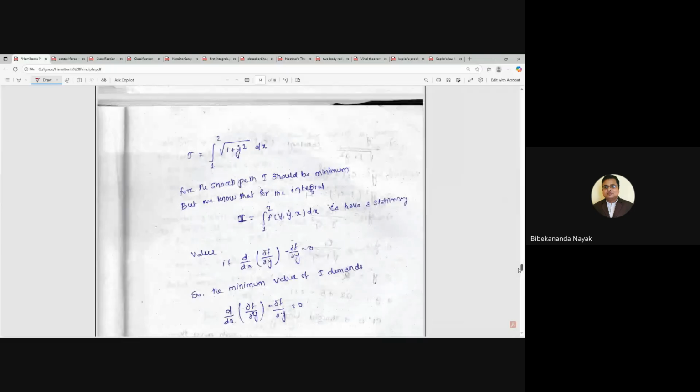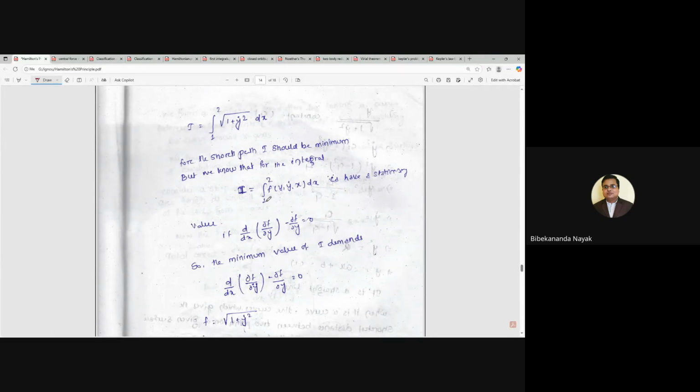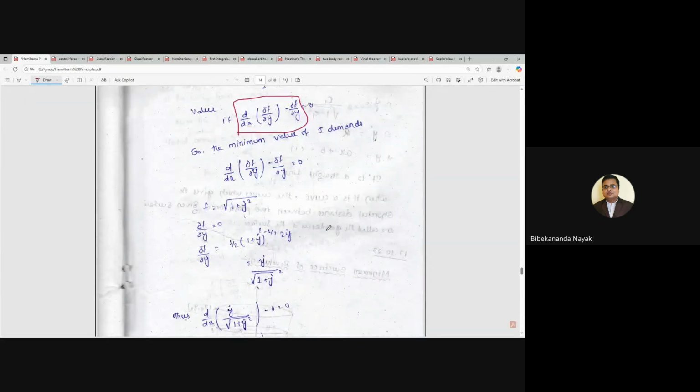So f is equal to root over 1 plus y dot square. The equation must be d by dx of del f by del y dot minus del f by del y equal to 0. So you calculate del f by del y and then del f by del y dot. In f there is no y, so del f by del y is 0. Del f by del y dot is equal to half times 1 plus y dot square to the power minus half, times 2 y dot, which equals y dot by root over 1 plus y dot square.